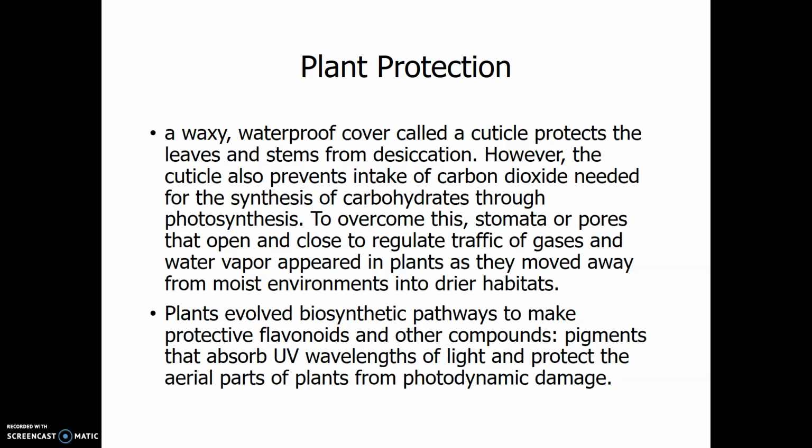Okay, plants need protection because obviously they're non-motile. They can't move. They can't run away from predators. So they do have a cuticle, which is made of wax, and that's the outer covering of the leaves of plants, and it protects them from drying out, which is called desiccation.